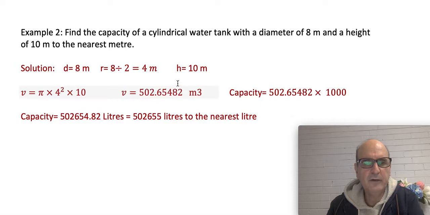Example 2, find the capacity of a cylindrical water tank with a diameter of 8 meters and a height of 10 meters to the nearest meter. So capacity means how much a three-dimensional object can hold.